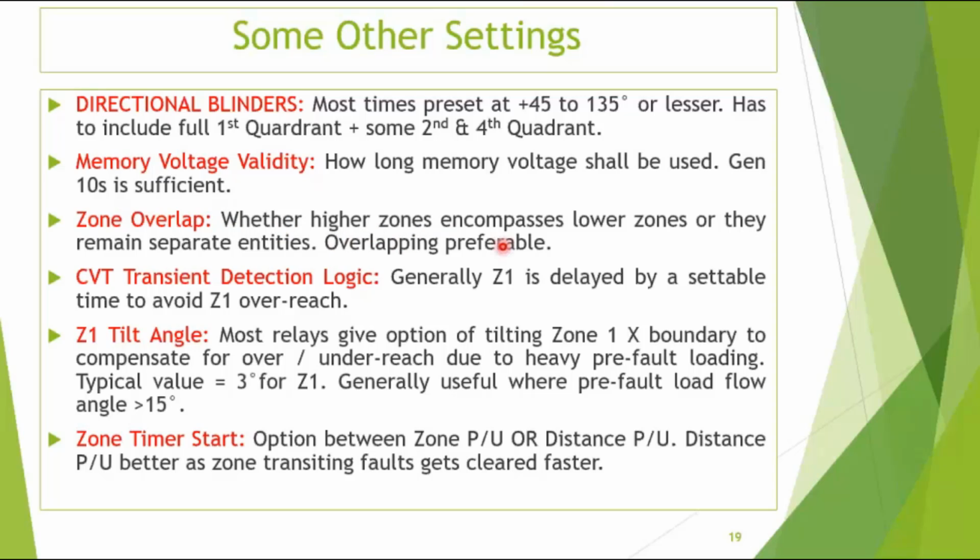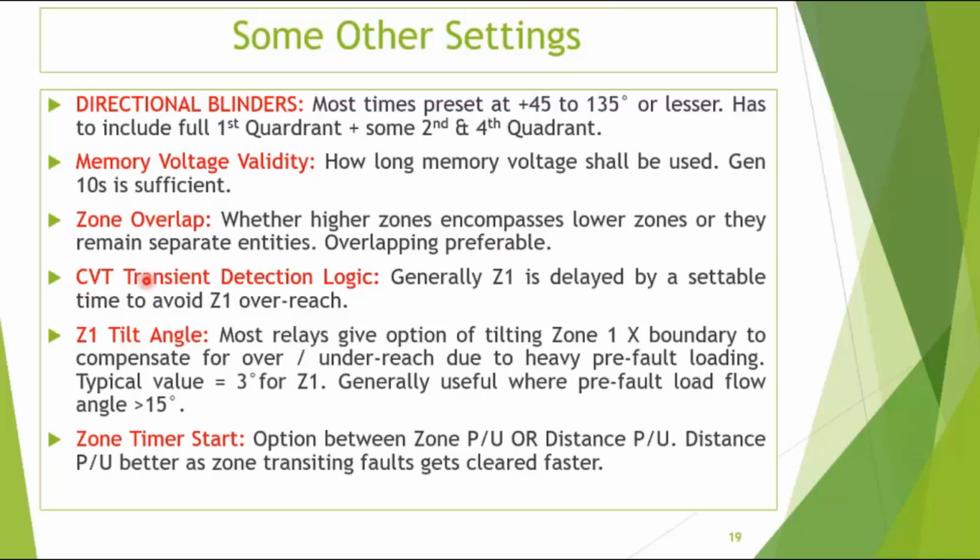So overlapping is preferable. If I have overlap mode enabled, that means my zone 1 fault is treated as a zone 2 pickup also, zone 3 pickup also, and any other higher zone pickup also. So if my zone 1 contact or the zone 1 tripping relay fails to function, the zone 2 tripping relay will function and clear the fault. That is the advantage of having overlapping added.